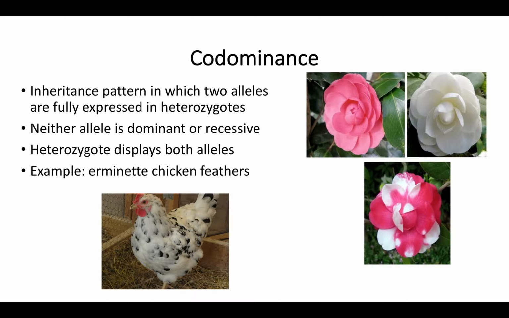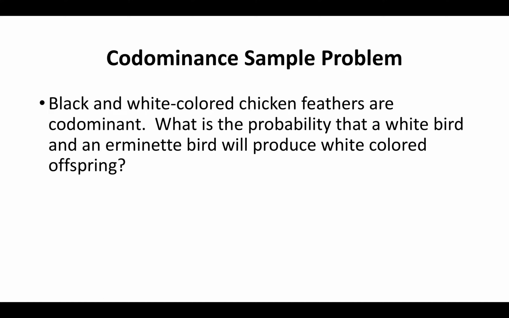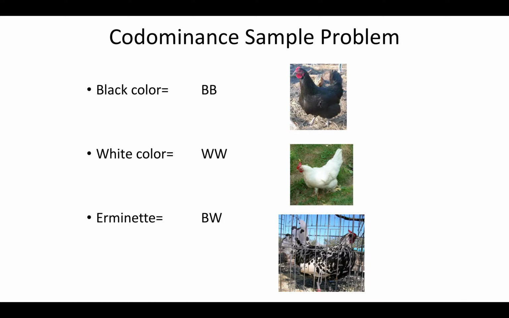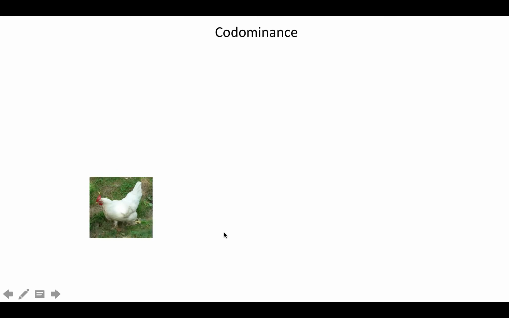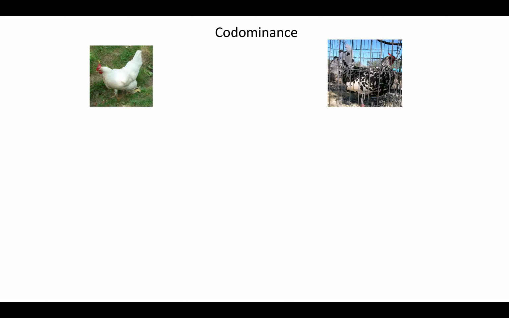So let's do a sample problem with codominance. Black and white colored chicken feathers are codominant. What is the probability that a white bird and an erminette bird will produce white colored offspring? We're going to set up a similar notation to our incomplete dominance problem. We're going to use 2 different letters to represent our 2 different alleles. For the black parent, we're going to use capital B, capital B. For the white parent, we're going to use capital W, and for the erminette offspring, who are heterozygous, we will use a BW. In this problem, we're crossing a white bird with an erminette bird.